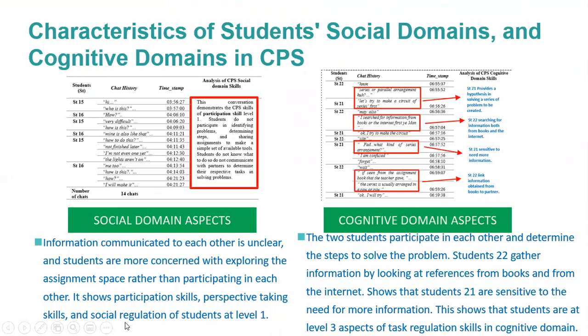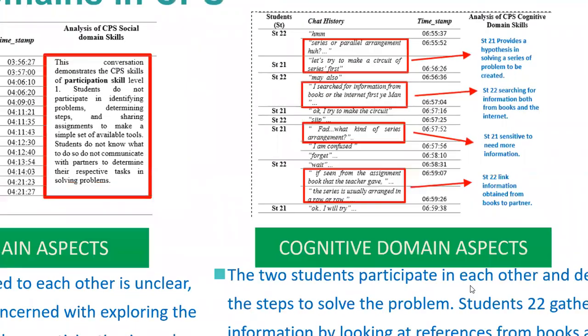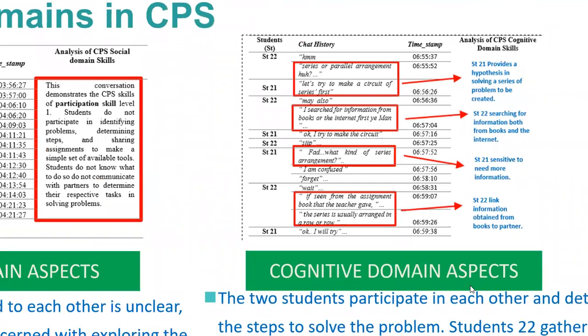information communicated to each other is unclear, and students are more concerned with exploring the assignment space rather than participating with each other. It shows participation skills, perspective-taking skills, and social regulation of students at level 1, actually a low level. Different with this, between two students, student 22 and student 21.